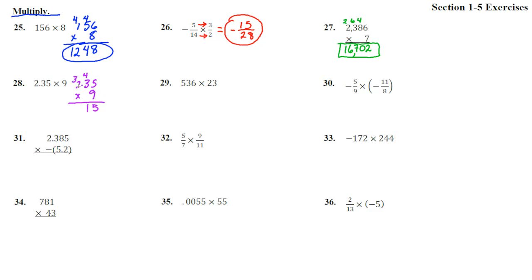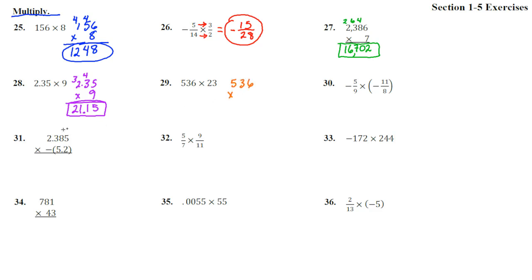9 times 2 is 18, plus that 3 is 21. So 21.15. And with decimals and multiplication, we count up the total number of digits behind the decimal. So we have 1, 2. And so we need to end up with 1, 2. So 21.15 is correct. All right, the next one, number 29.